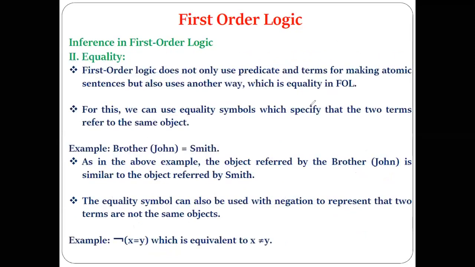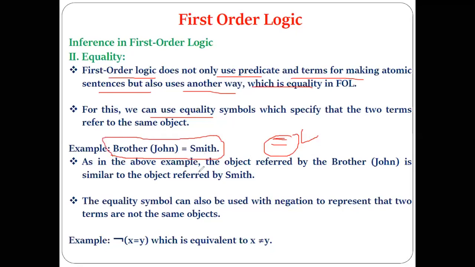Then the equality. As in the case of FOL, we not only use the predicates and terms for making atomic sentences, but we also use the equality terminology. For this we use the equality symbol like this. Correct? In case of the FOL, we have the equality symbol like this. Now, for example, if you have the logic like this, from which particular sentence must this logic have been written? Yes, John is the brother of Smith. Exactly. John is the brother of Smith. Here this particular symbol is nothing but our equality. Got the point? Yes, sir.